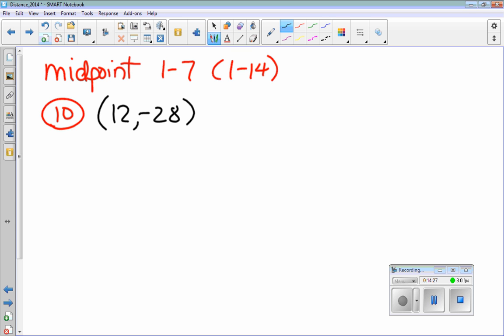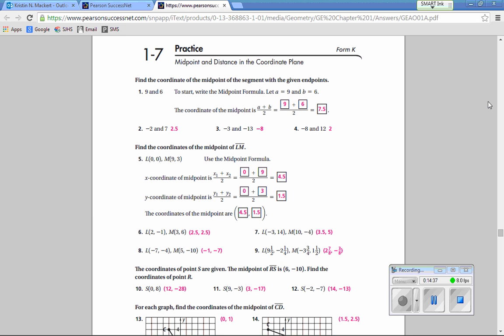Unfortunately, I don't have the answer key because when I made this, well, maybe I do. Let me see if I can find one real quick. It's possible. Not probable. Here are the answers to your homework. They're in red there. I can't make it any bigger. I'm sorry.